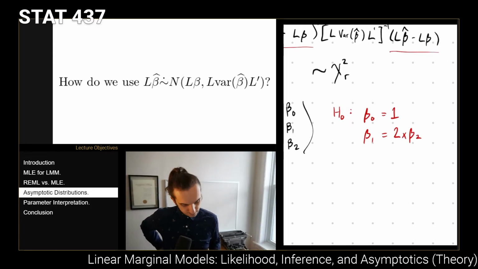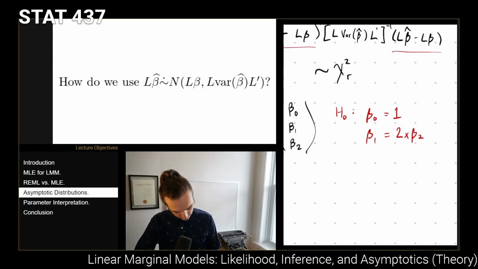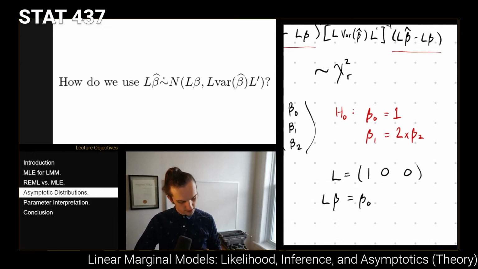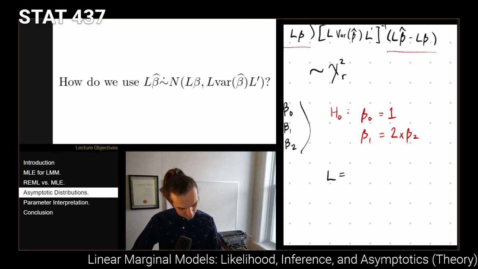Then we can see that these hypotheses can be expressed as this L matrix, right? So for this first hypothesis, if we want to test it alone, then if we take L as equal to 1, 0, 0, when we take L beta, this is just going to give us beta 0. And so in this case, L beta equals 1 is a test of the hypothesis beta 0 equals 1. Okay, now if we want to test these jointly, then we also need a second row to test this second hypothesis here. And so how can we do this?